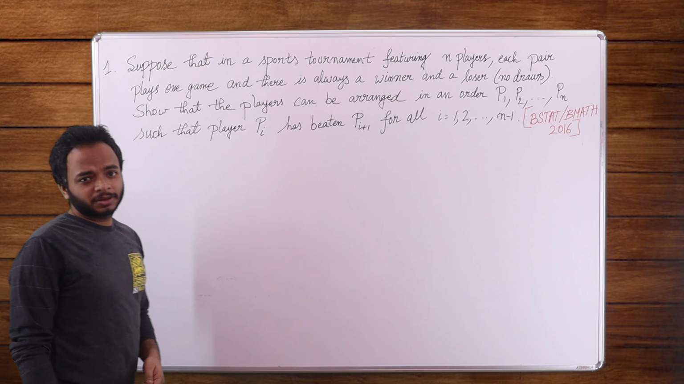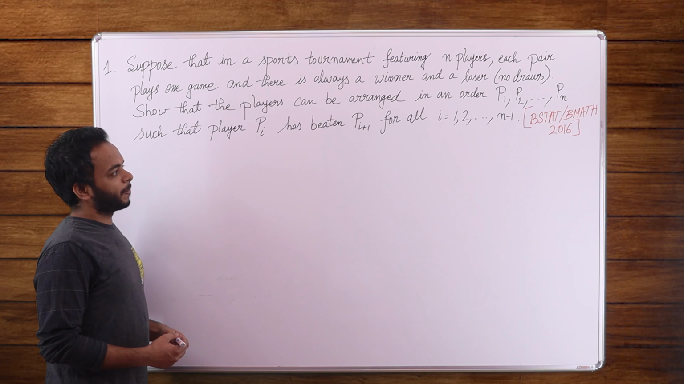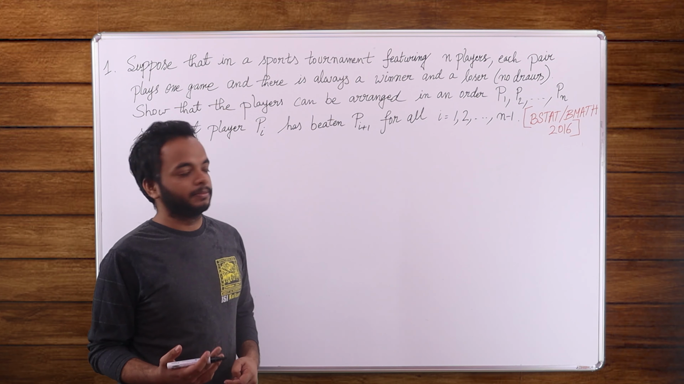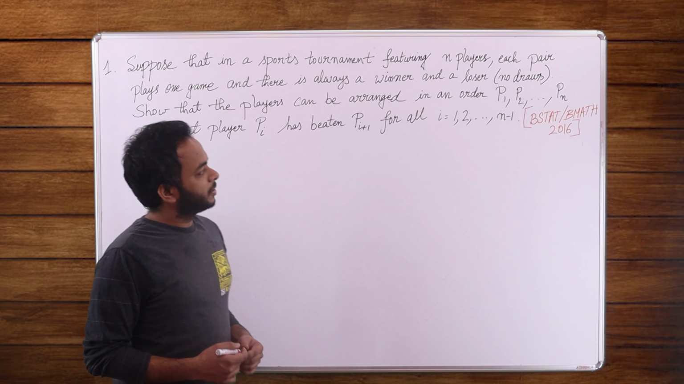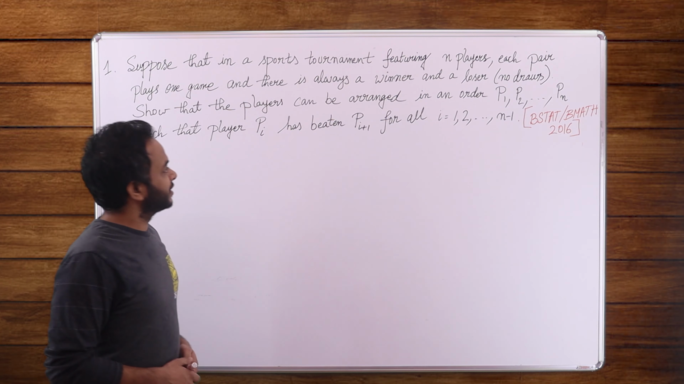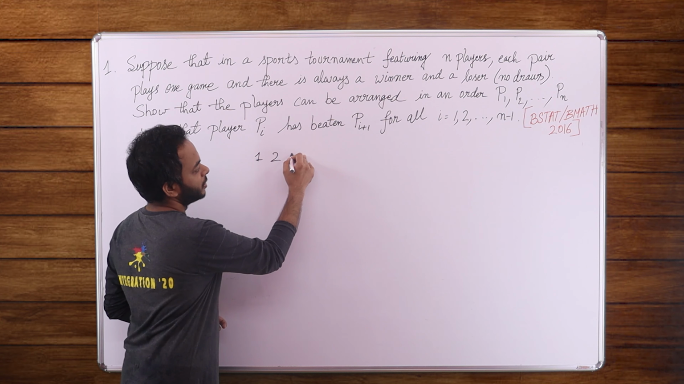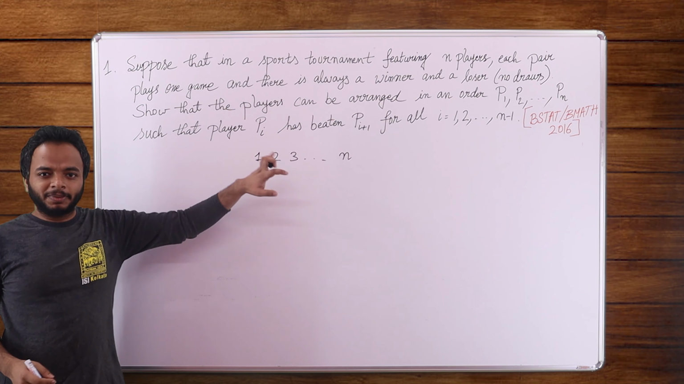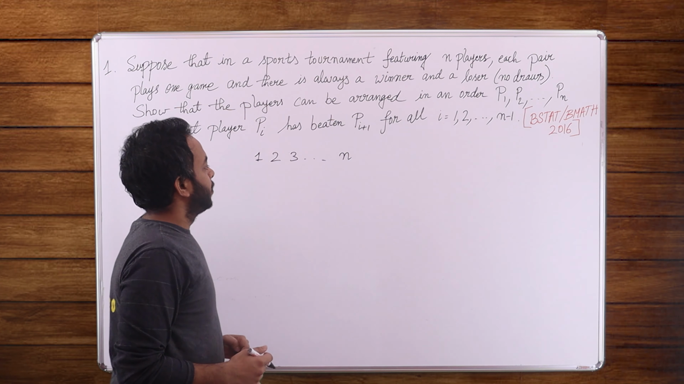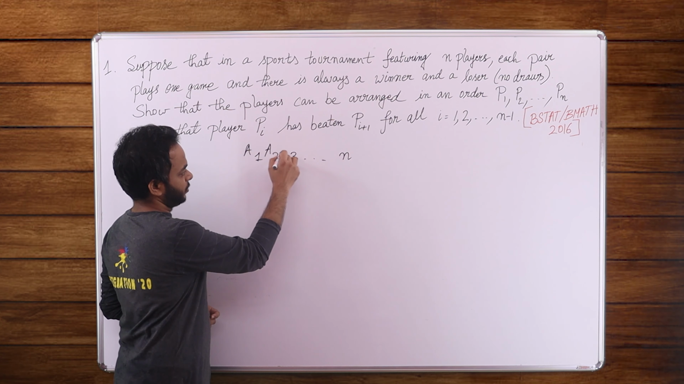So the problem will look a little unfamiliar at first. So let's try to understand the problem and get a better understanding of it. Suppose you have player number 1, player number 2, 3, dot dot dot, till n. You have n players. Let's name them A1, A2, A3, dot dot dot, An. These are the n players.